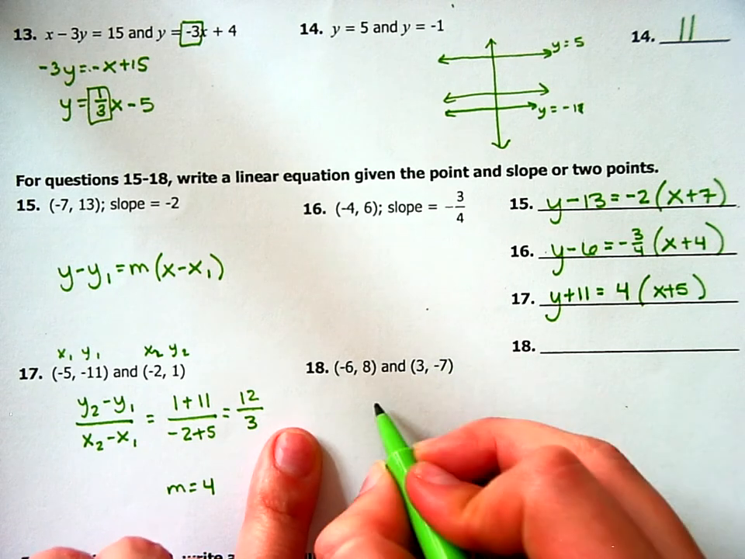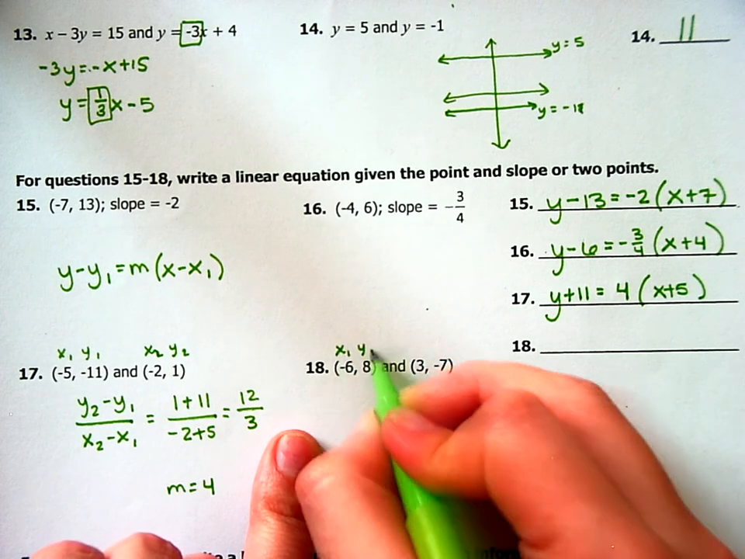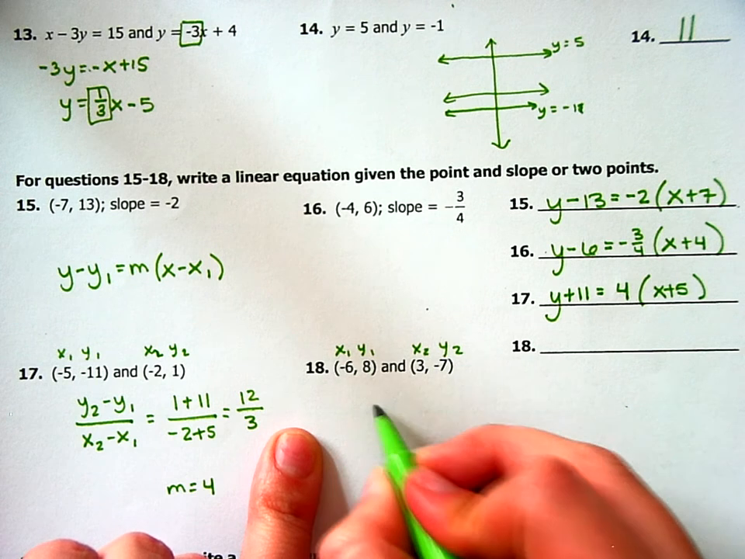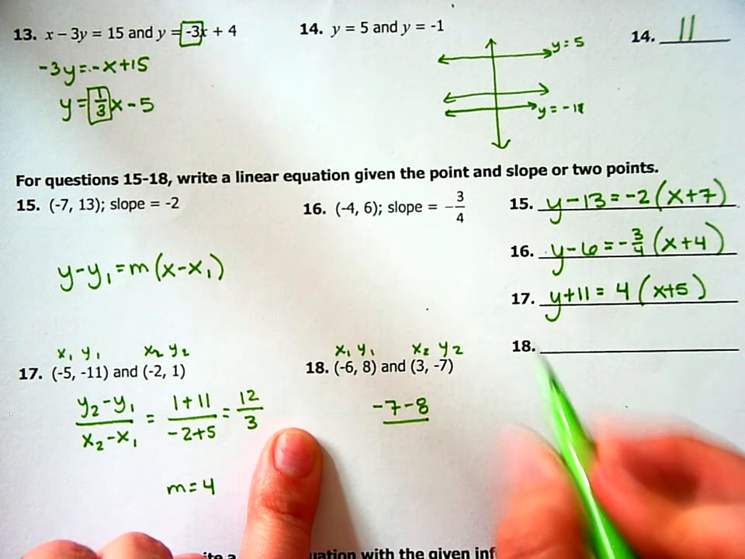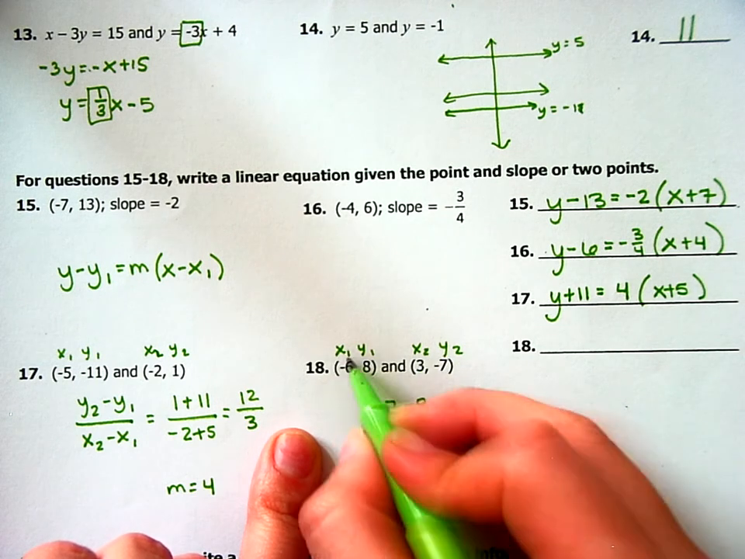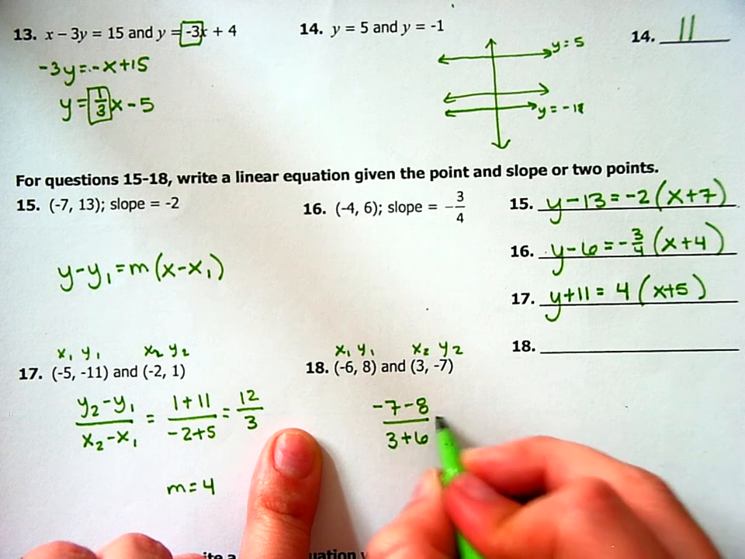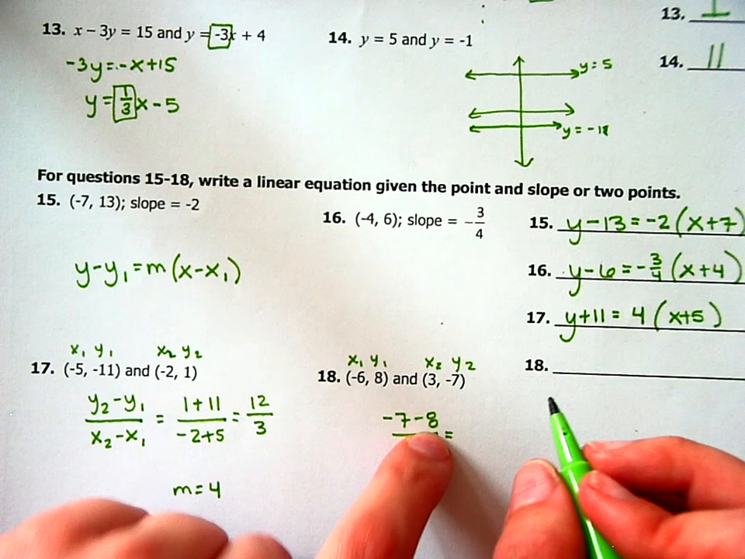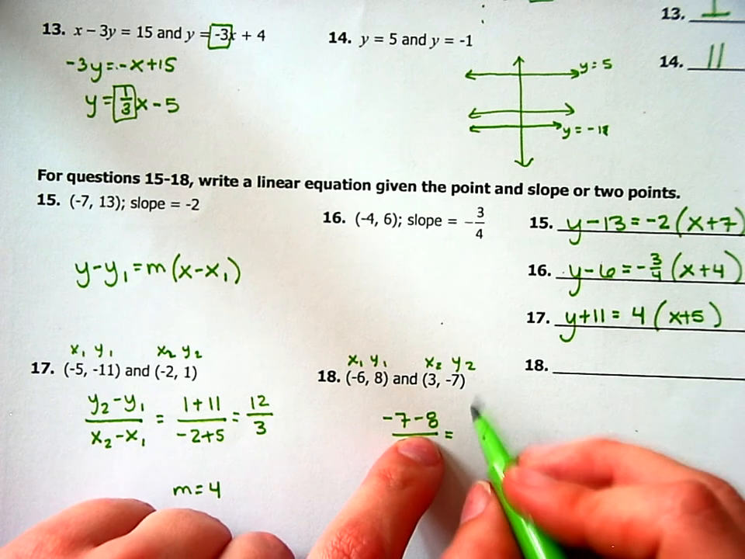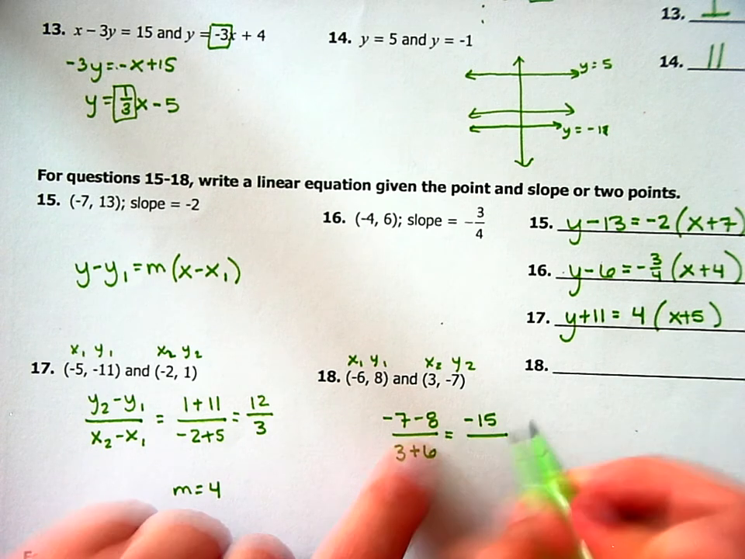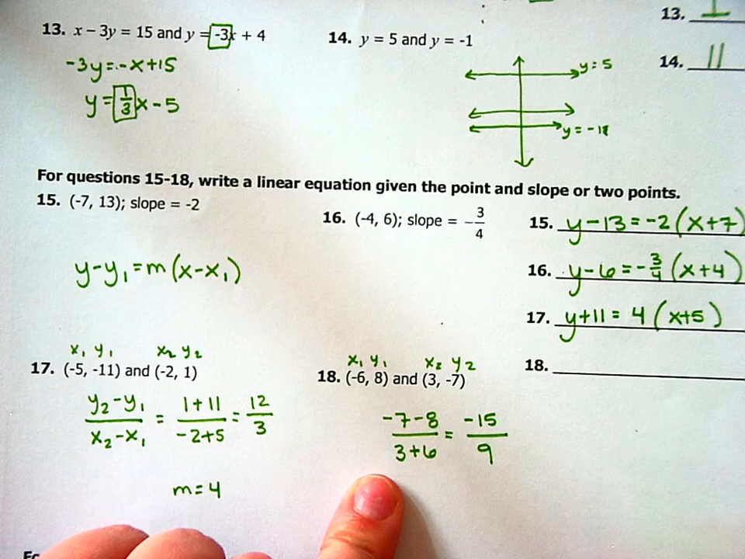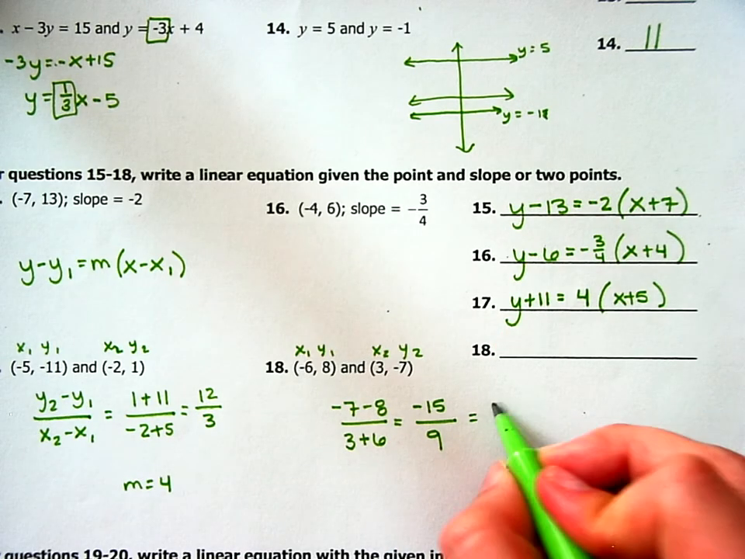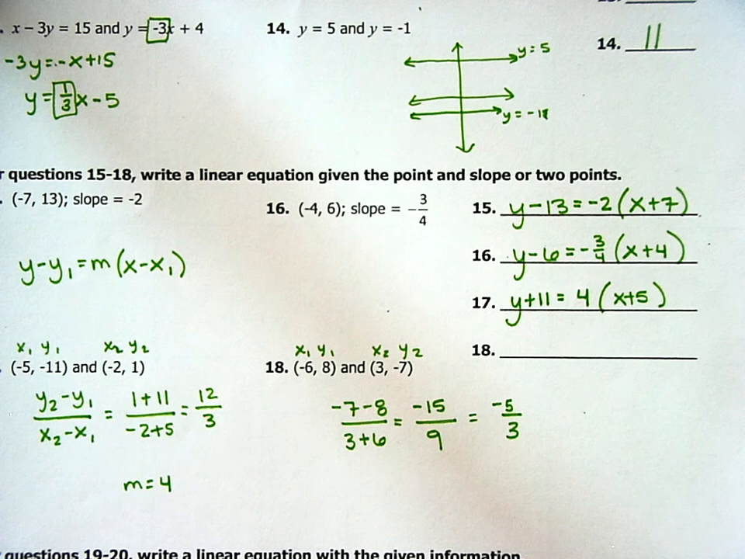We're going to find the slope. So I'm going to, again, label these x1, y1, x2, y2. So I've got negative 7 minus 8 in the numerator, and then I've got 3 minus negative 6, so that's like 3 plus 6 in the denominator. Okay, so negative 7 minus 8, if we combine those, they're both negative, so it's going to give me negative 15, and then 3 plus 6 is 9. We can simplify this, so if I divide top and bottom by 3, that gives me negative 5 over 3. All right, so that's our slope.